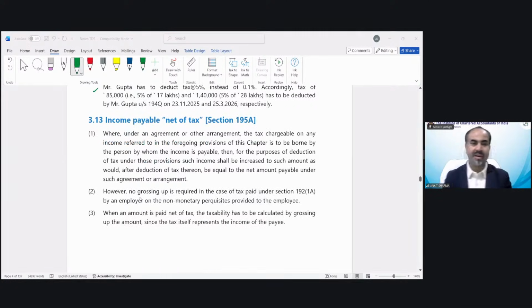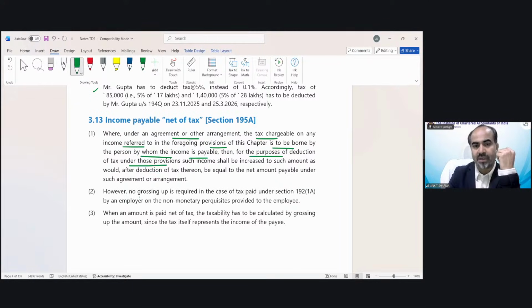Now, income payable net of tax. It says where under an agreement or other arrangement, the tax chargeable on any income referred to in the foregoing provisions of this chapter is to be borne by the person by whom the income is payable, then for the purpose of deduction of tax under those provisions, such income shall be increased to such amount as would, after deduction of tax thereon, be equal to the net amount payable under such agreement or arrangement.